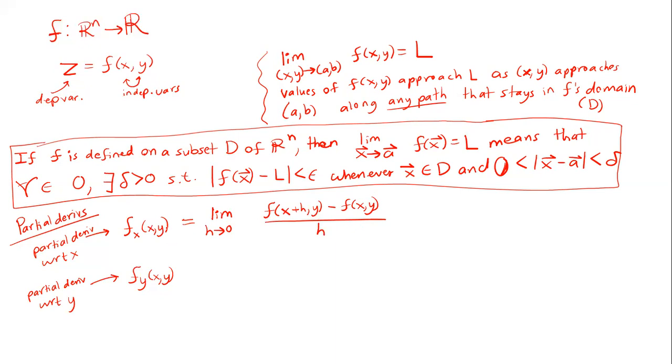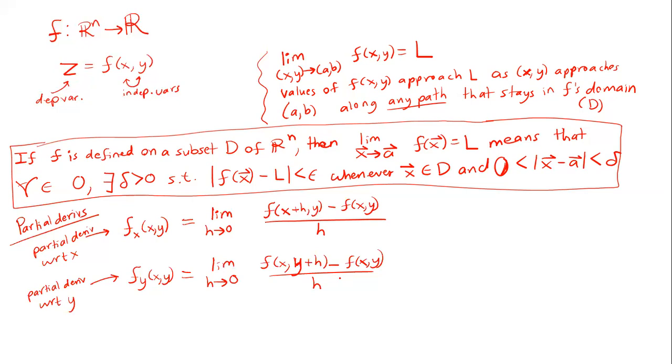So if you had x, y, and z, then of course fx of xyz, you would only change the x plus h, you wouldn't change the y or the z, etc. So you can imagine this extending to many more dimensions. And the limit as h goes to 0 of f of x, y plus h minus f of x, y over h, and so on and so forth if you have higher dimensions.